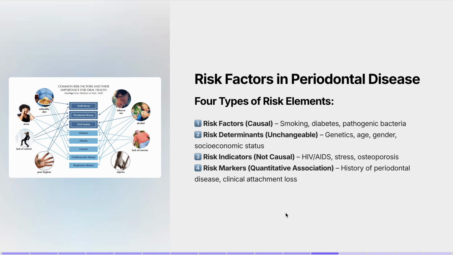Understanding risk factors is essential in periodontal treatment planning. While some are modifiable, such as smoking or diabetes management, others like genetics are unchangeable. Monitoring previous disease history is critical and important in predicting future risks.